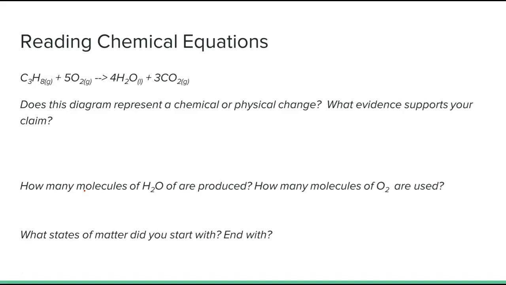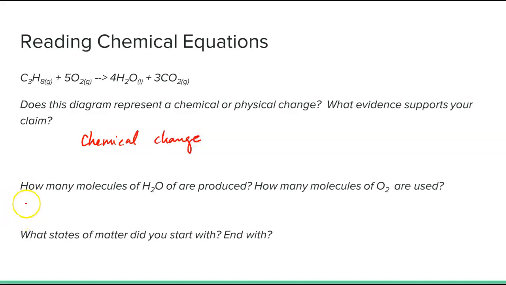Does this diagram represent a chemical or physical change? What evidence supports your claim? So remember, you're looking at the reactants, that's the left-hand side of the equation, and comparing it to the products, the right side of the equation. Are the letters arranged the same, or are they arranged differently? In this case, I see that I start with C3H8, but I no longer see C3H8 on the right-hand side of the equation, so I know that this is a chemical change. Something new has been made.